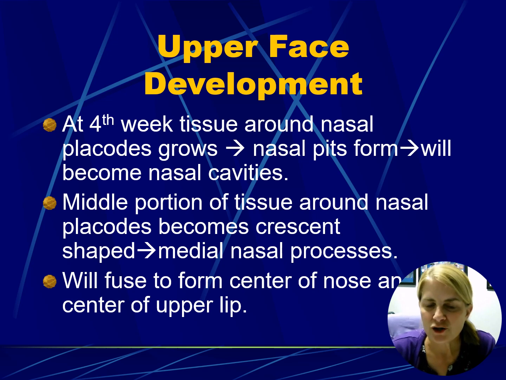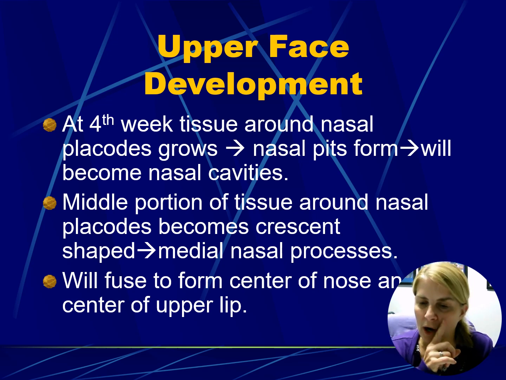During the 4th week, tissue around the nasal placodes grows. Nasal pits will form and become the nasal cavities. The middle portion of tissue around the nasal placodes will become crescent-shaped, and that will be our medial nasal processes, and that will fuse to form the center of the nose and the center of the upper lip. Those will actually meet with the maxillary processes to form that upper lip. If there's a failure of fusion between the medial nasal processes and the maxillary processes, then that could result in a cleft lip.